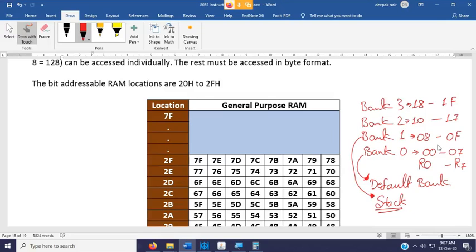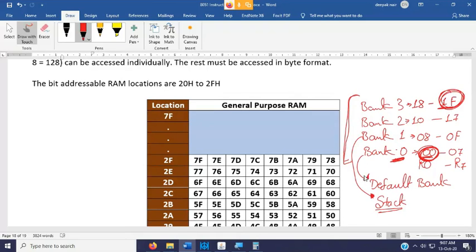Just say MOV SP, some address. It will change the stack's position. So we know about this thing. That means all the banks finish by reaching 1F. 1F is the last, so 00 to 1F. Clear? We have finished the banks.